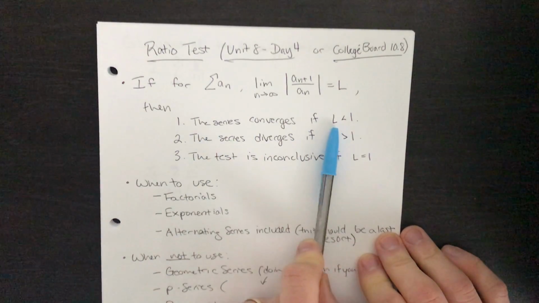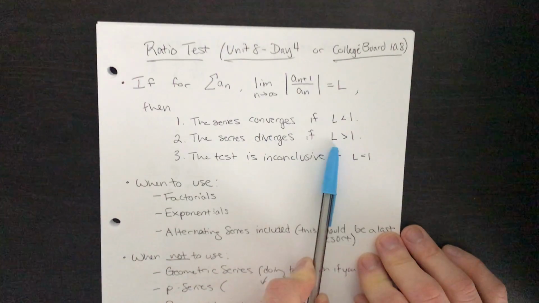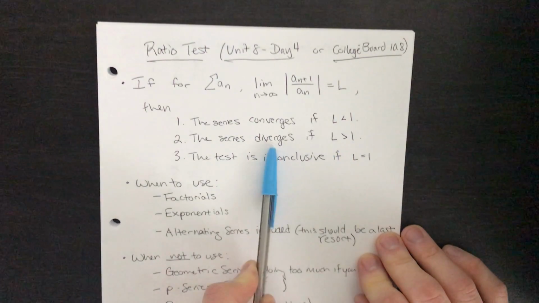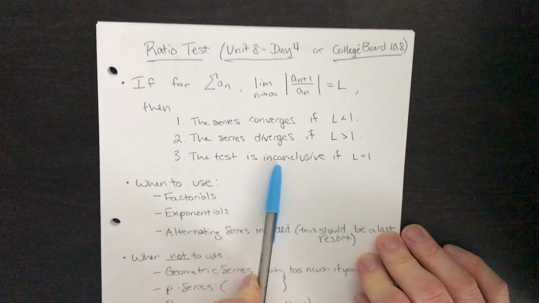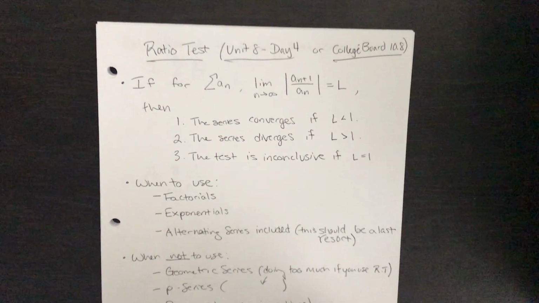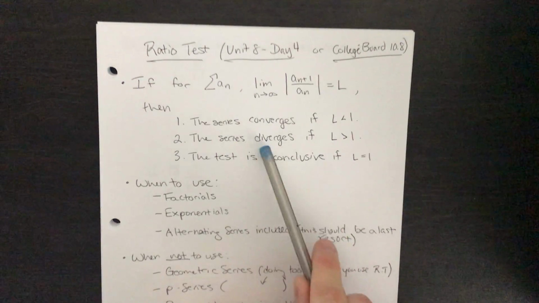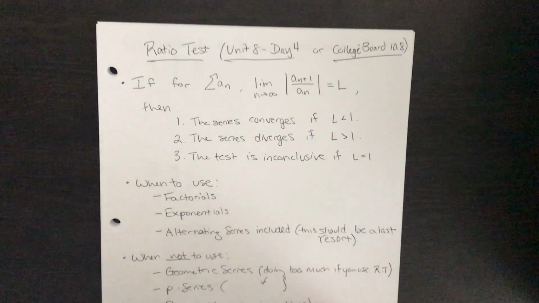If that value is less than 1, then the series converges. If the value of the limit is greater than 1, then the series diverges. And if the value of the limit is 1, then it's inconclusive. So this test is pretty cool in that it tells you whether it converges, diverges, or in one specific case, it doesn't actually tell you anything.